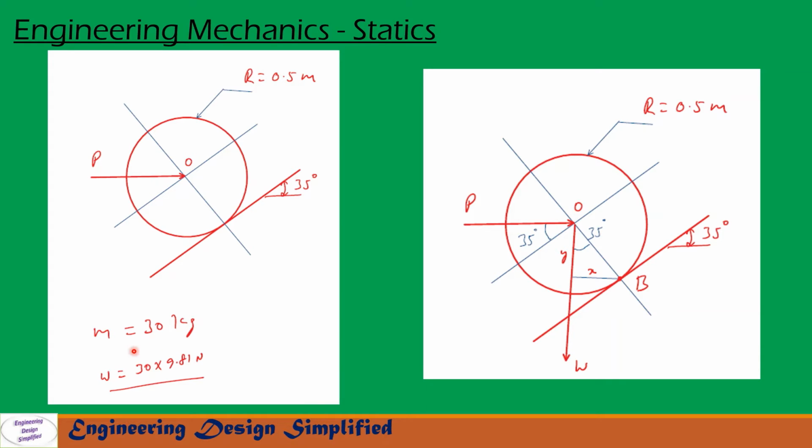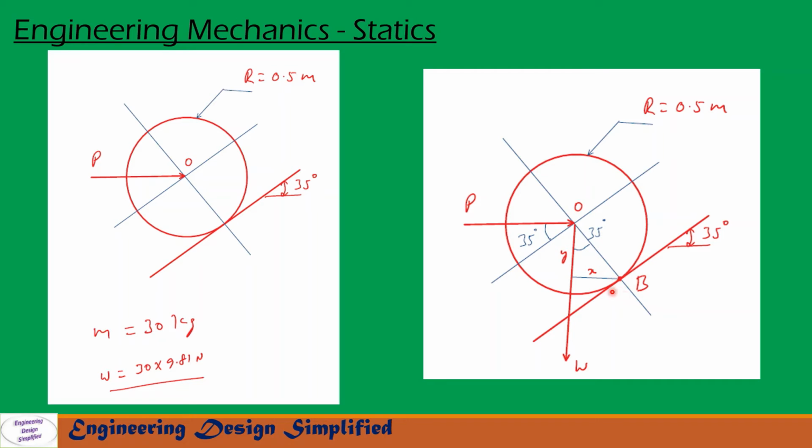Mass of the cylinder given is 30 kg. If you convert that into weight, it becomes W equal to 30 into 9.81 Newton. The weight W will be acting downwards vertically from the center of the cylinder, and a force P is applied horizontally. Since this angle is 35 degrees, this angle is also 35 degrees from this plane. If we draw a plane that is perpendicular to this inclination, the angle between this weight W and that perpendicular plane will again be 35 degrees.